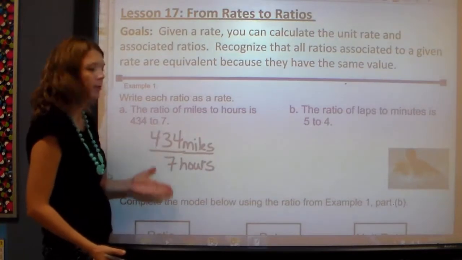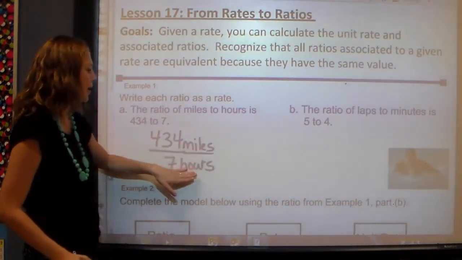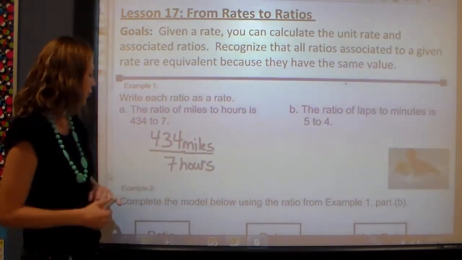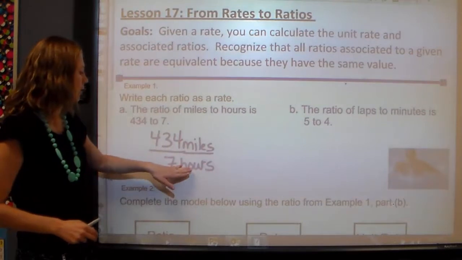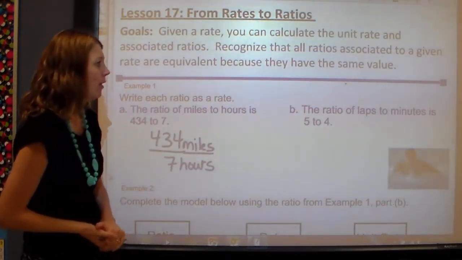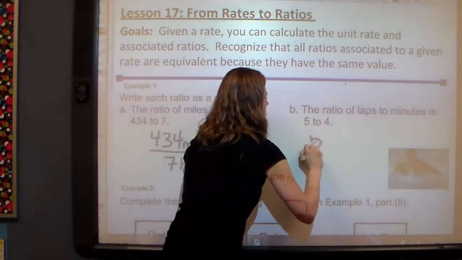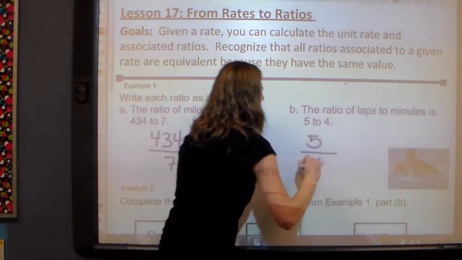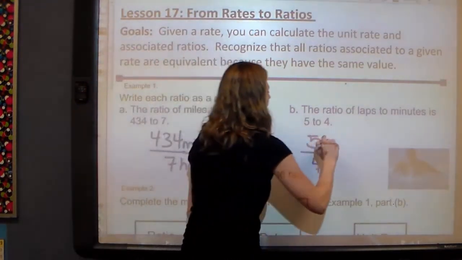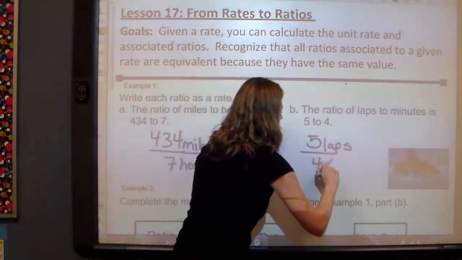So again, it's very similar to ratio. We're just adding in our labels because it's miles per hours. These are going to be different things, different values, and they represent different measurements, units of measure. B, the ratio of laps to minutes is 5 to 4. So again, we have 5 to 4, but we're going to add in those labels. So we have 5 laps to 4 minutes.